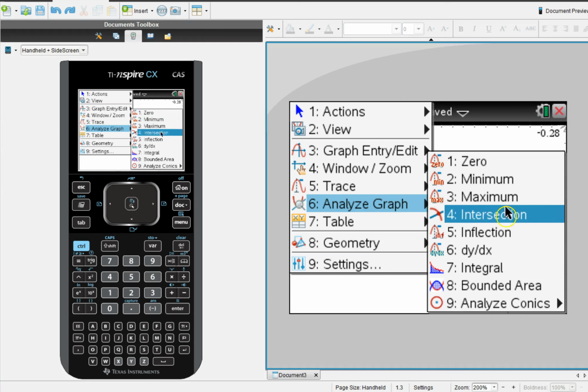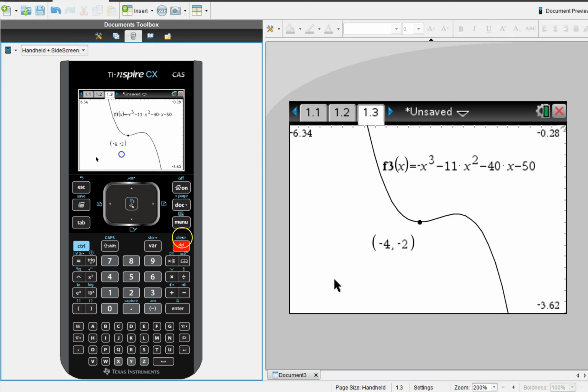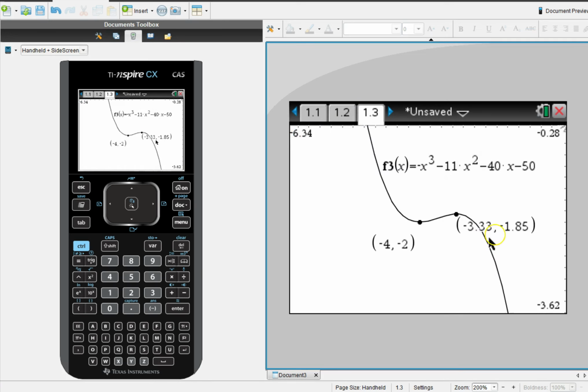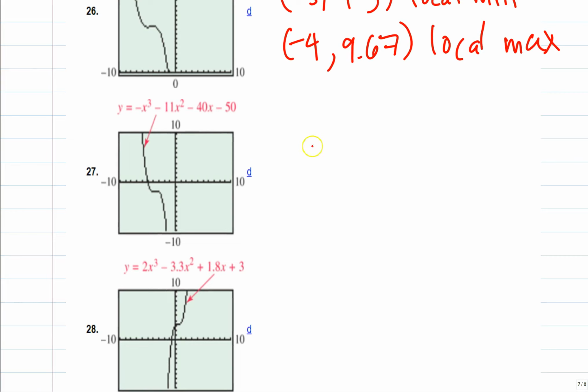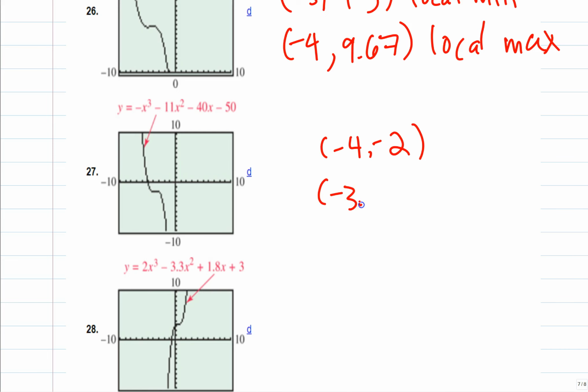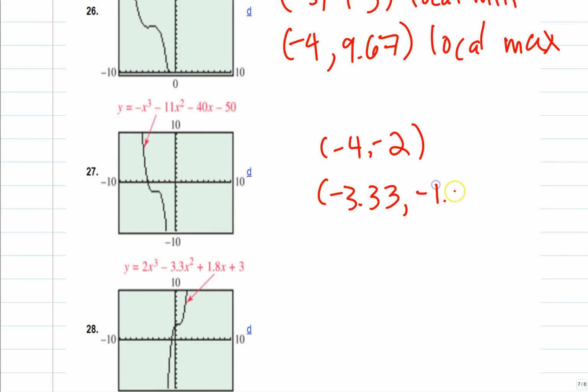Menu, analyze, local minimum. Choose before, choose after. Grab that point. Menu, analyze, maximum. Choose before, choose after. I got a max and a min. Negative 4, negative 2. And what was the other one? Negative 3 and a third, or negative 3.33. And the y was negative 1.85. This would be a local min. This would be a local max. One more.